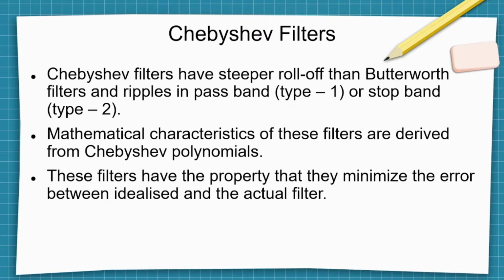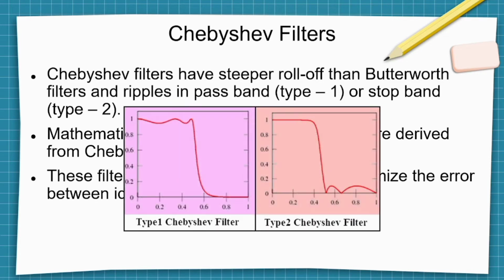Chebyshev filters have a smaller transition region compared to the same order Butterworth filter, at the expense of ripples in their passband and slightly degraded transient response. Chebyshev filters are classified into two types, Type 1 and Type 2. Type 1 filters have ripples in their passband, whereas Type 2 Chebyshev filters have ripples in their stopband. Mathematical characteristics of these filters are derived from Chebyshev polynomials. Chebyshev filters have a property that they minimize the error between the idealized and the actual filter. The frequency response of Type 1 and Type 2 Chebyshev filter is as follows.